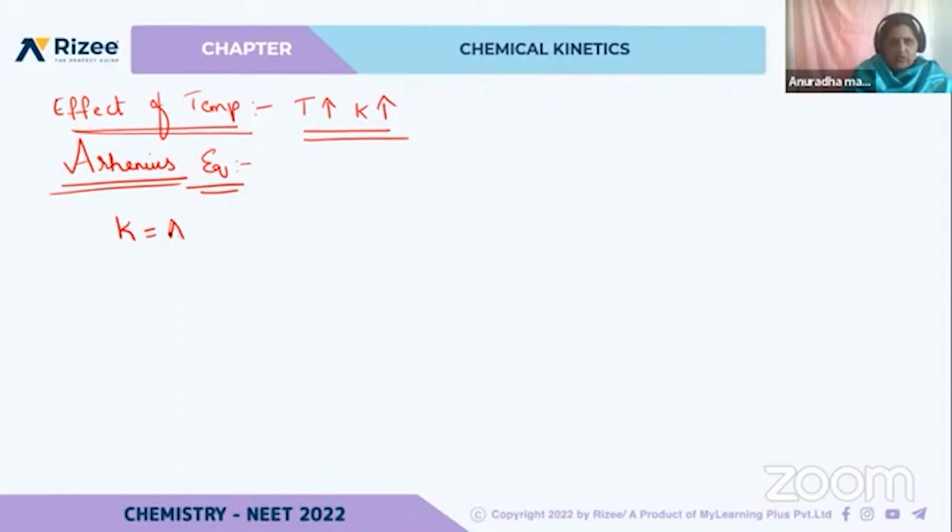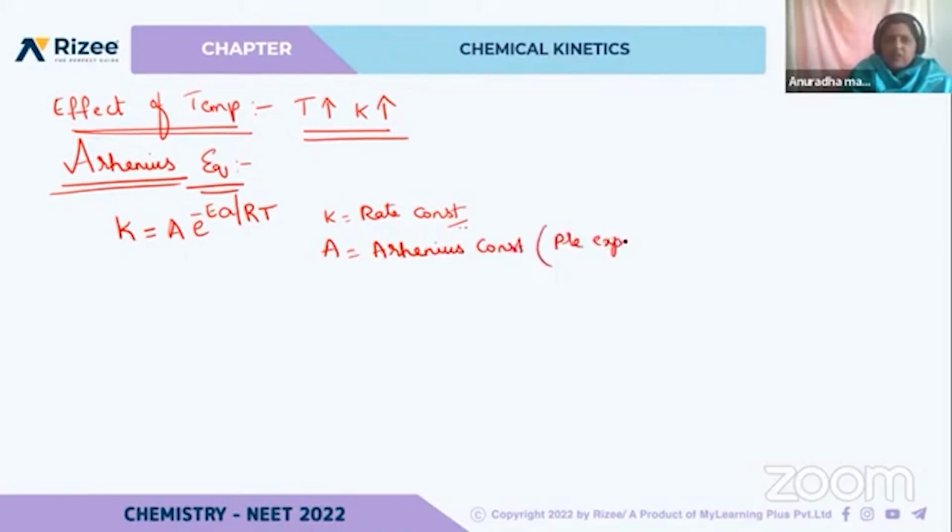K equal to A into exponential, e to the power of minus EA by RT. Here K is the rate constant, which we know. A is the Arrhenius constant, or we can say the pre-exponential constant, because it comes before the exponential.